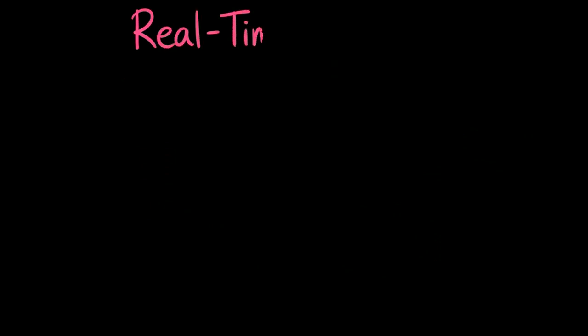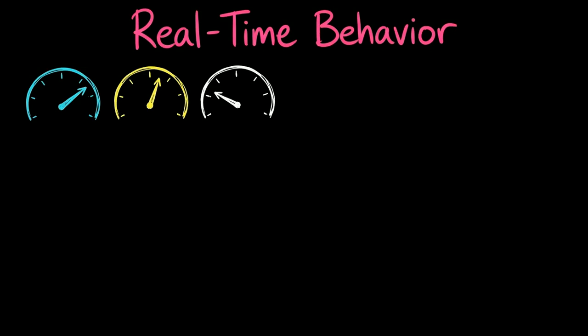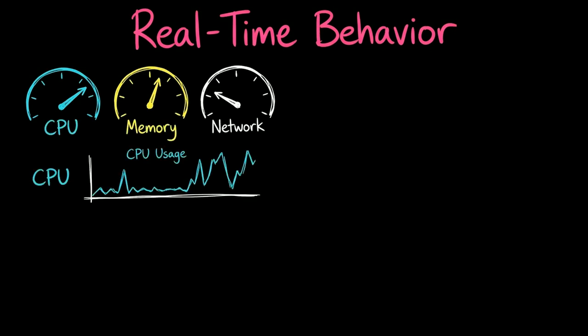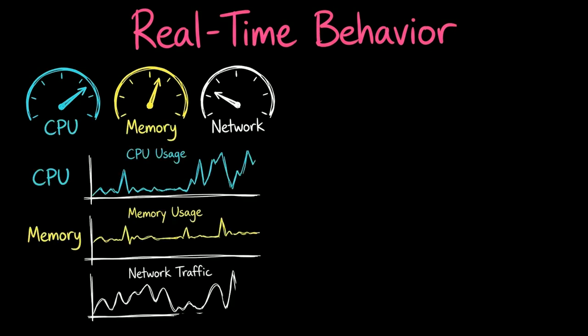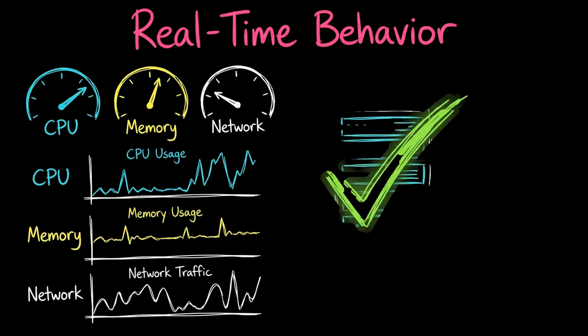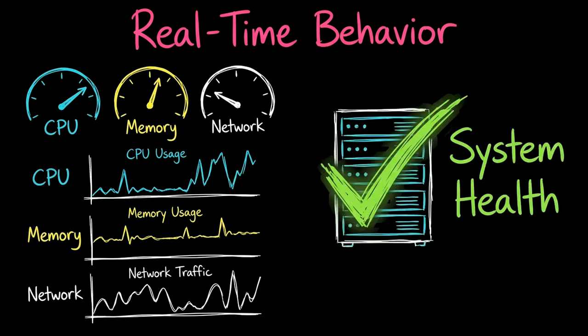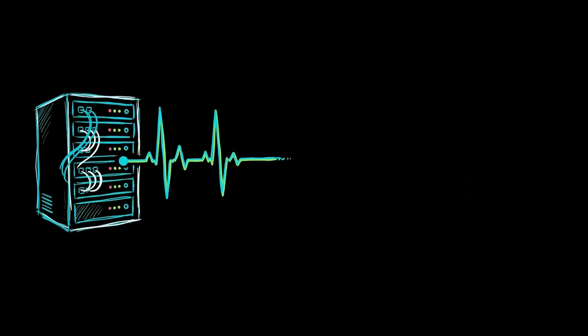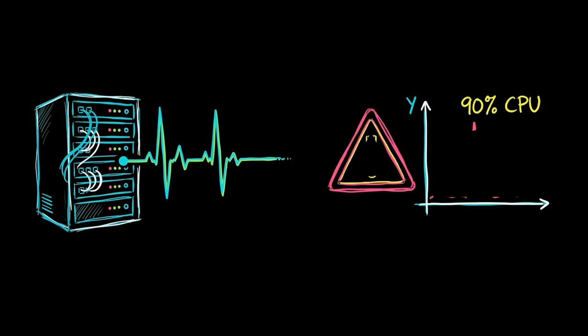CloudWatch works differently. It monitors the actual behavior of your infrastructure and applications in real time. It watches things like CPU utilization, memory usage, network traffic, latency, disk activity, and error rates. Instead of tracking users, it tracks system health. Think of CloudWatch like a heart monitor attached to your servers. If CPU usage suddenly spikes to 90% or your application starts throwing errors, CloudWatch notices immediately.